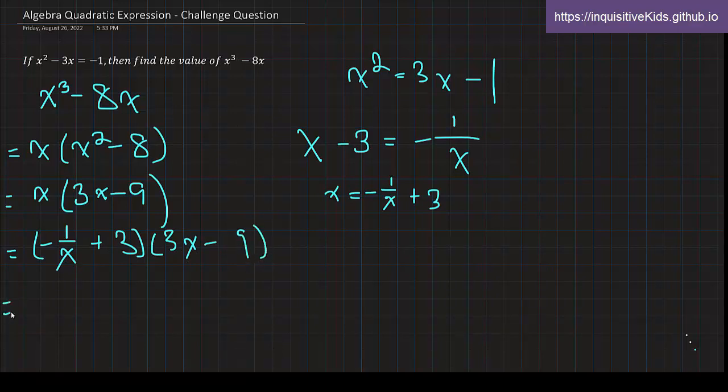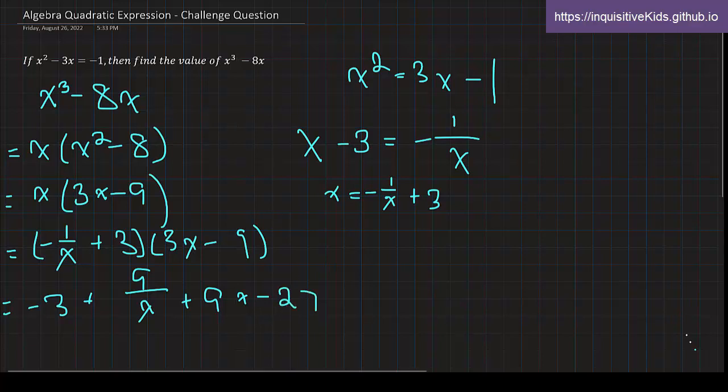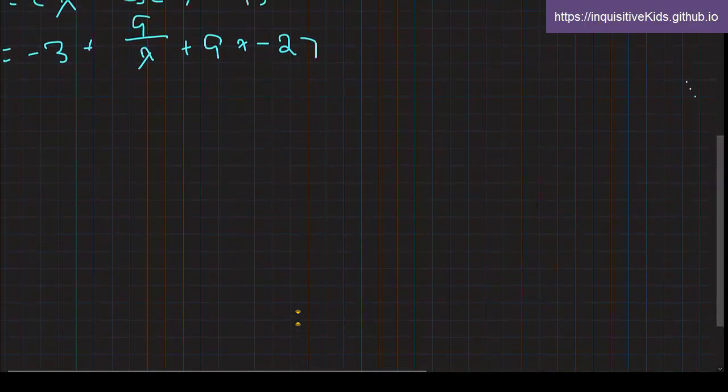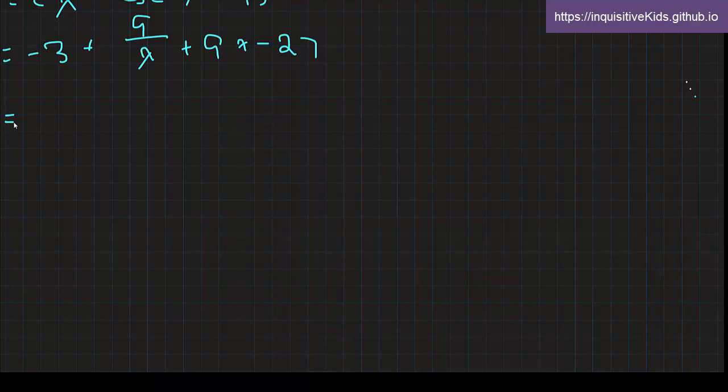And applying the distributive property, we get negative 3 plus 9 over x plus 9x plus minus 27. Here we have two constant values, negative 3 and negative 27. So let's go ahead and combine those while we factor out a 9 from both 9 over x and 9x. So we have 9 times the sum of 1 over x plus x, and minus 30.